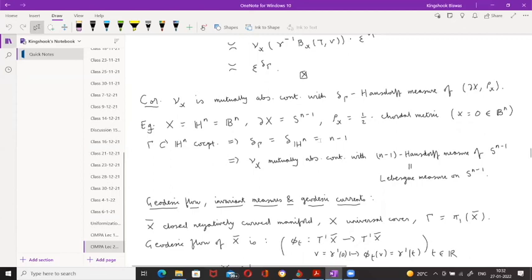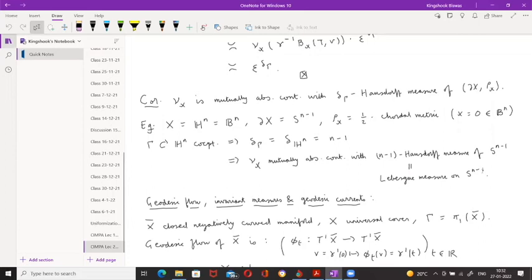Okay. And that means that nu x, the Patterson-Sullivan measure in this case, is absolutely continuous with respect to the (n-1)-dimensional Hausdorff measure of S^(n-1) with the chordal metric. And the (n-1)-dimensional Hausdorff measure of S^(n-1) is nothing but the Lebesgue measure on S^(n-1). Okay. So in this case, for a co-compact group acting on H^n, the Patterson-Sullivan measure is absolutely continuous with respect to Lebesgue measure on S^(n-1). Okay.